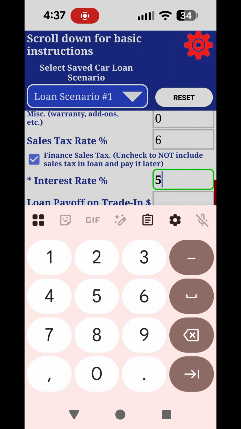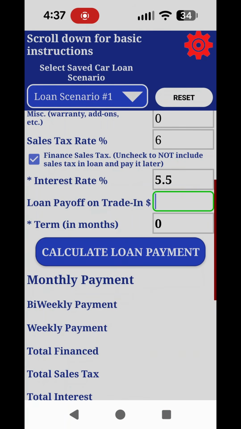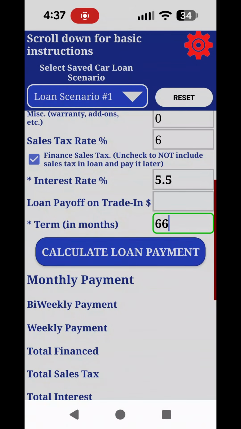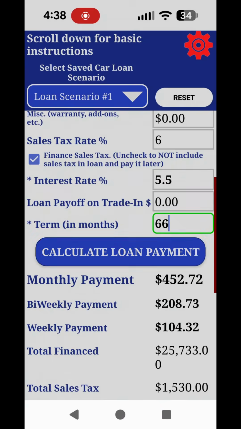As we continue on, sales tax rate is 6%. Interest rate, let's say 5.5. Next. We don't have a trade-in, so the next thing here would be term of loan. So let's say 66 months, that's 5.5 years. Okay, and then calculate loan payment.